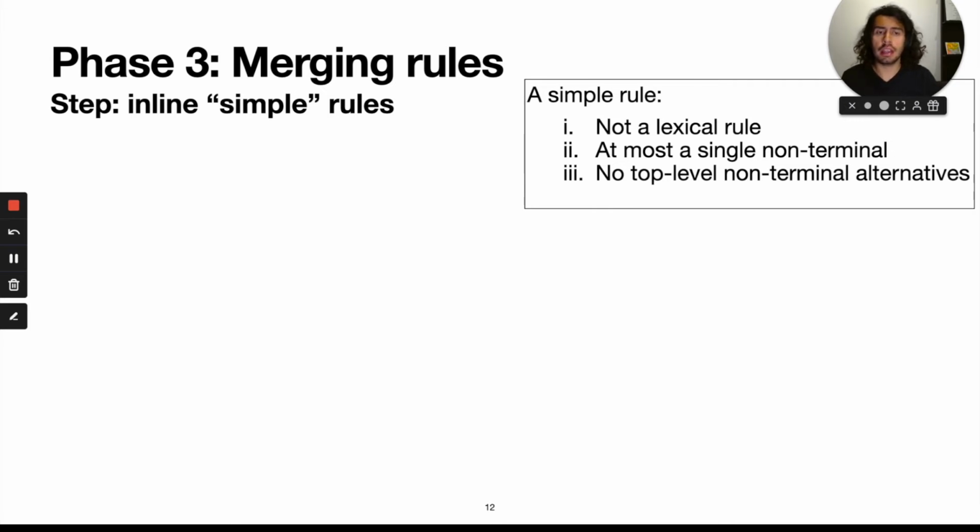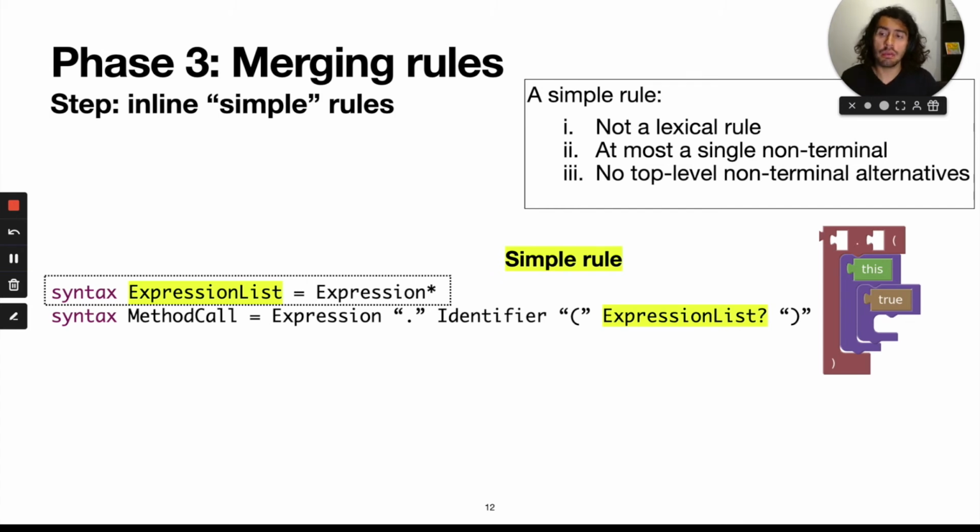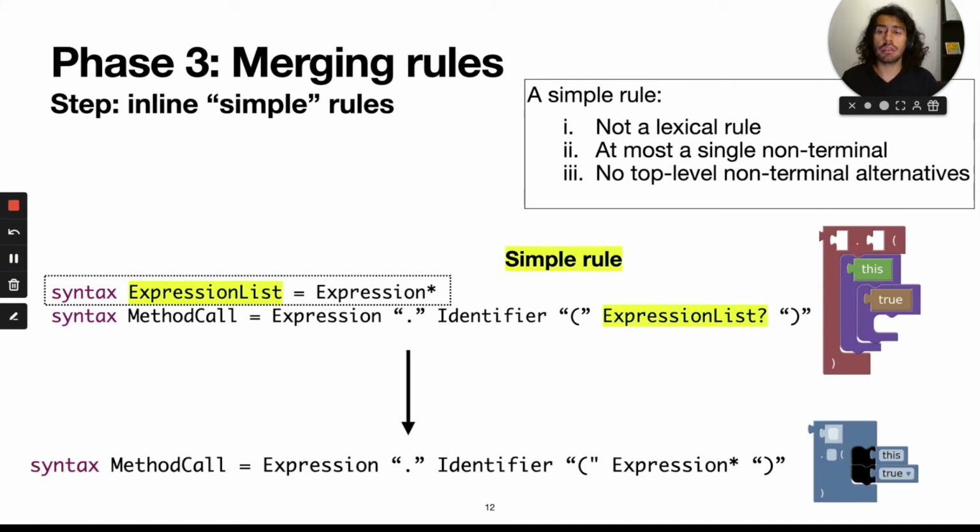So let's have a look at a simple rule. For instance, here with expression list. With expression list is defined as an expression star. And if we look at method call, we see that there is one reference to the expression list. We want to remove that simple rule and inline it. So instead of having expression list, now in the resulting environment, we have expression star directly. And as we see on the bottom part of the slide, there is already an improvement because users have to drag fewer blocks. And again, this is important because we define this as part of our aesthetic criteria.